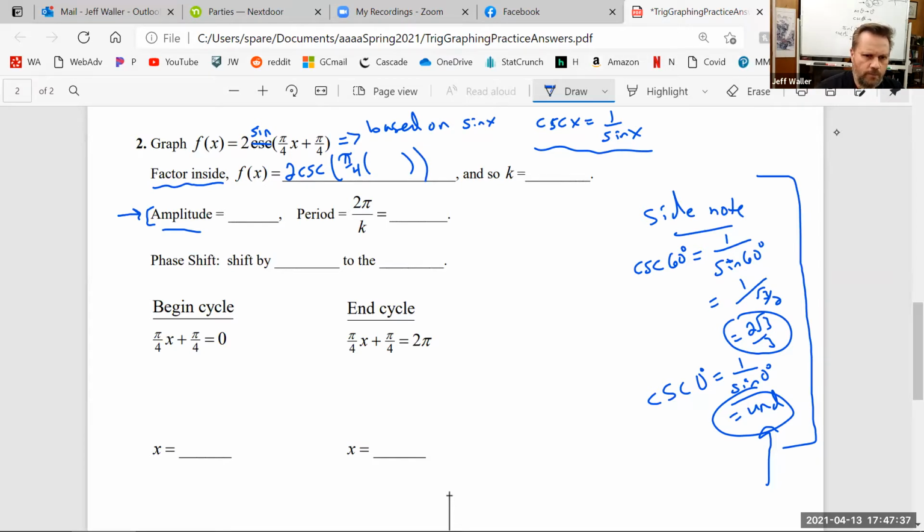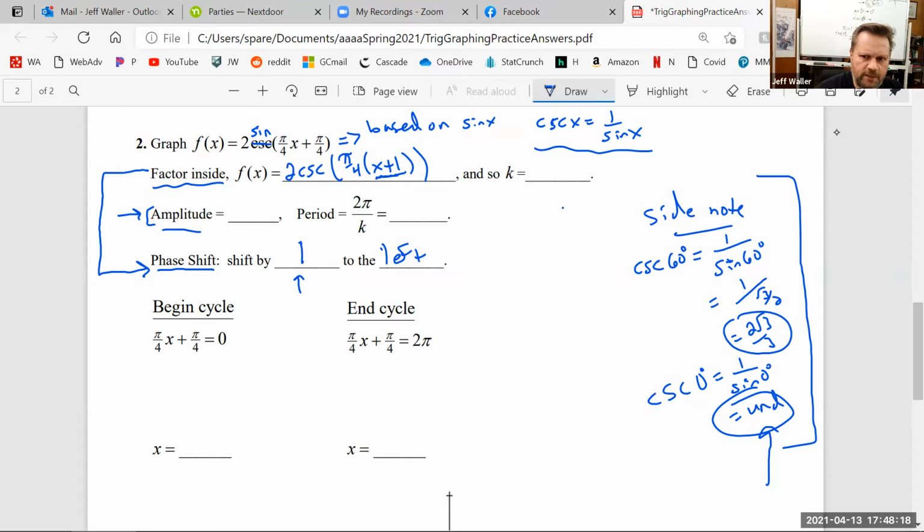Sure. But what does it do for me? You can determine phase shift. Yeah. All right. Let me stop for a minute. Does everybody agree with me? What would the phase shift be? It shifts by how much to which way? Shifts by 1 to the left. Yeah. And I didn't know that until I did this factoring first, right?